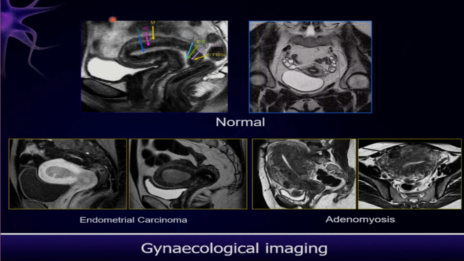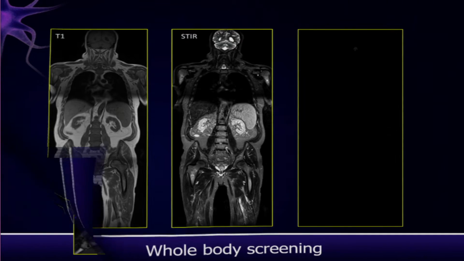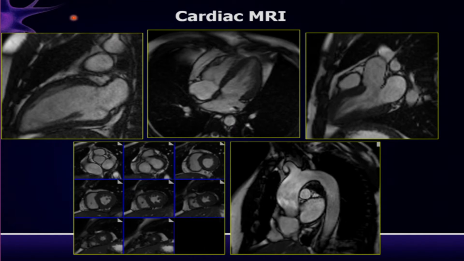With this superb soft tissue contrast, we can demonstrate the anatomy of the uterus, cervix, and ovaries clearly, and thereby we can demonstrate the pathologies in this region, we can do the accurate staging of malignancies in this region. This is whole body screening for diffuse diseases or generalized involvement of the body, and it's a fast screening sequence. I have to go fast, my time is finishing now.